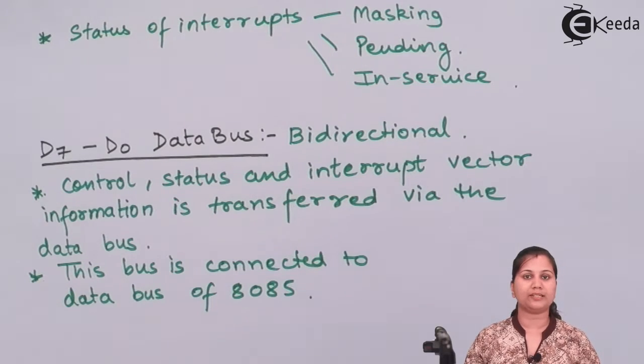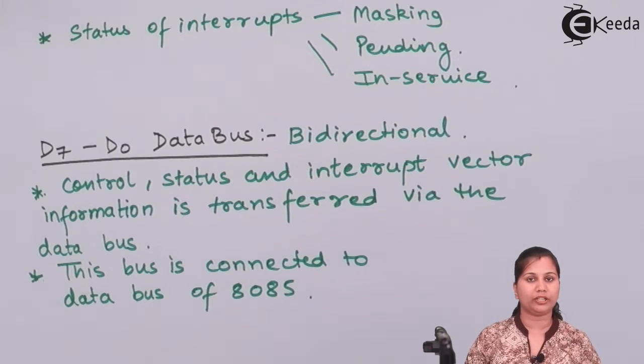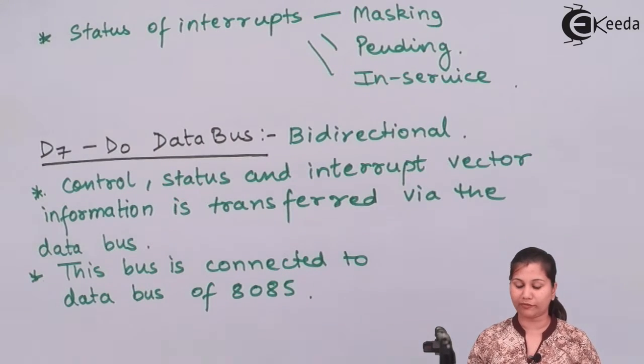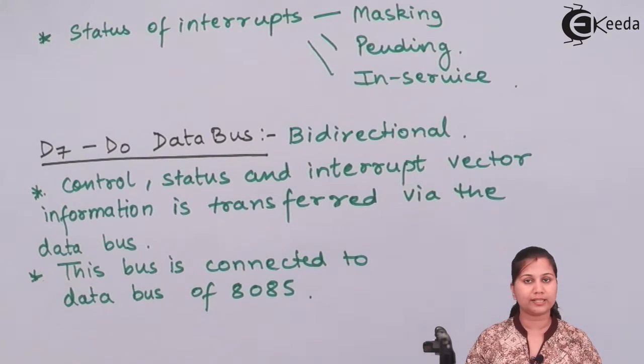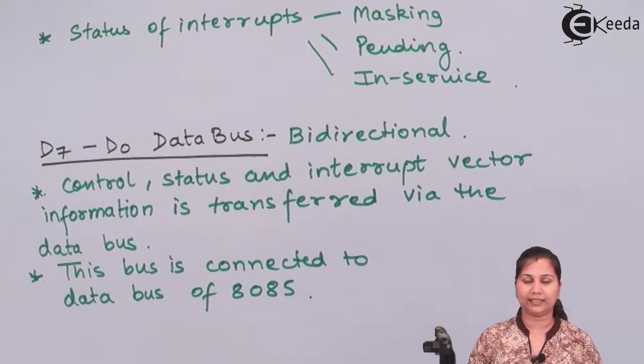Control information means all the control signals, the interrupt request signals, and the status of the interrupts, that is, which of the interrupts are masked and pending. And interrupt vector information means information about the addresses of the service routines. All that information will be transferred via the data bus. The command words are also transferred through this data bus.